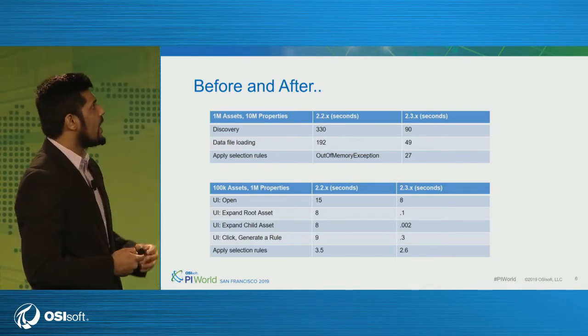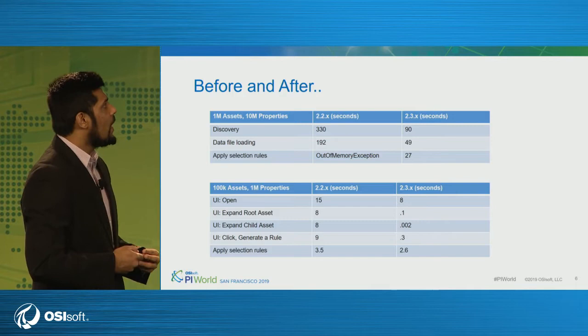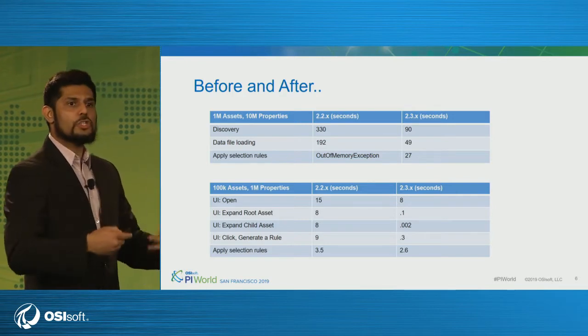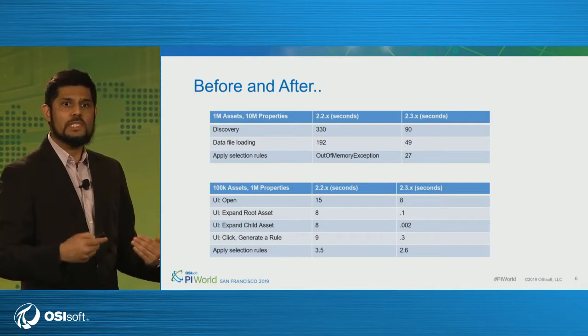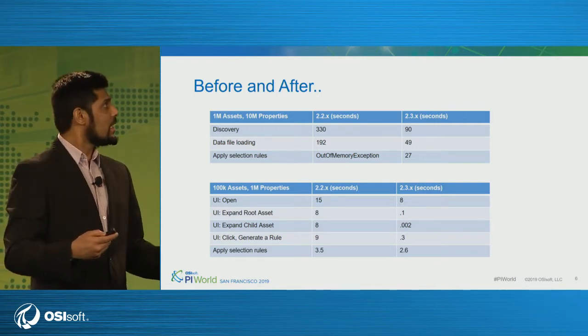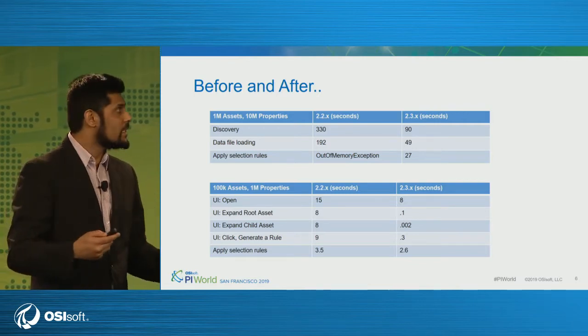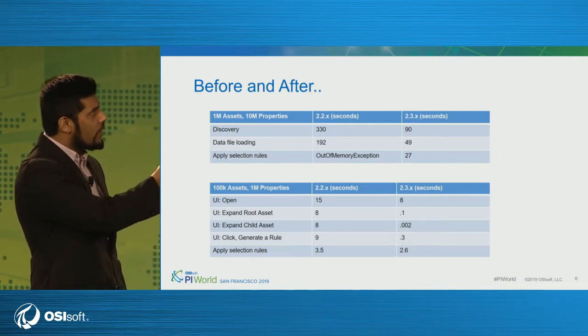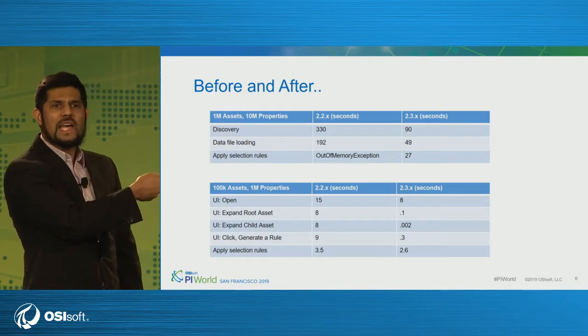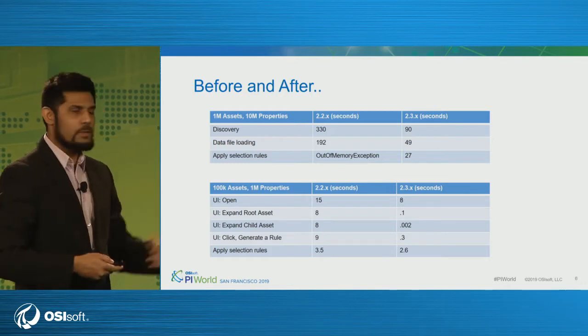If I was to draw your attention to the table at the top, we expanded the scope of a test to test for 1 million assets, which had 10 properties each, which makes it a total of 10 million properties. And in some of the tests we ran, as you can see, our older framework version wouldn't even handle it. It just would throw an out-of-memory exception.